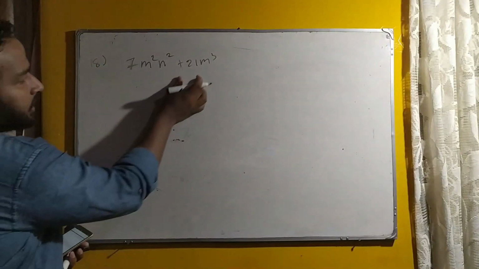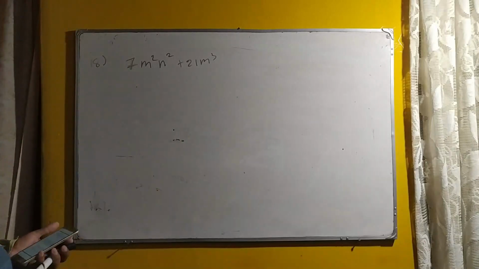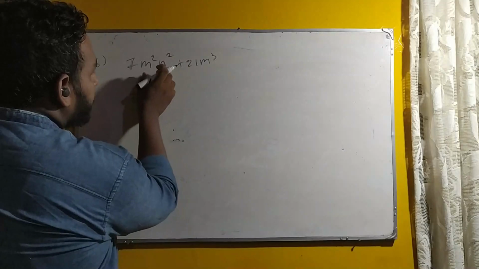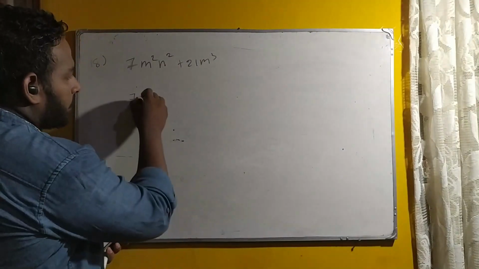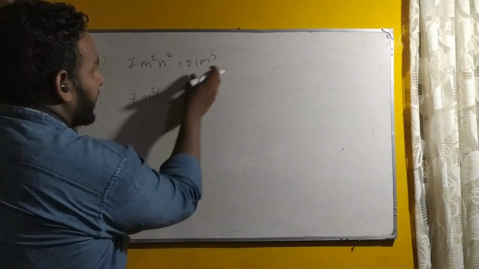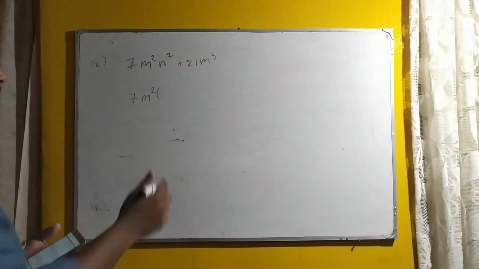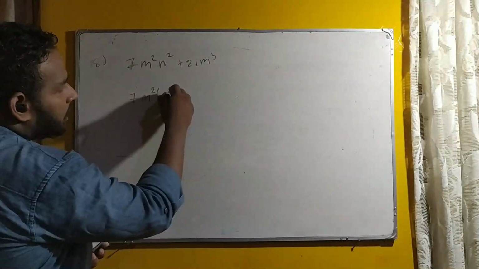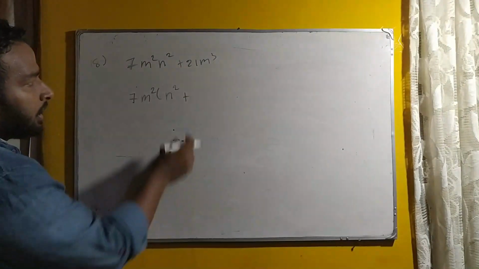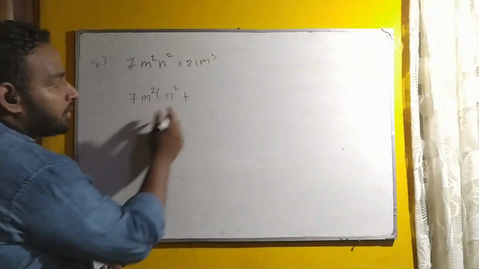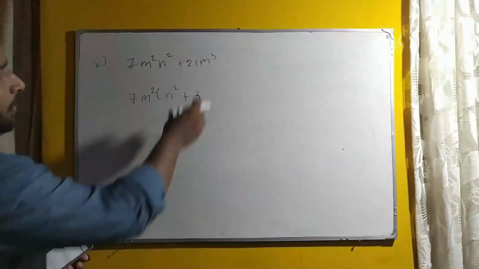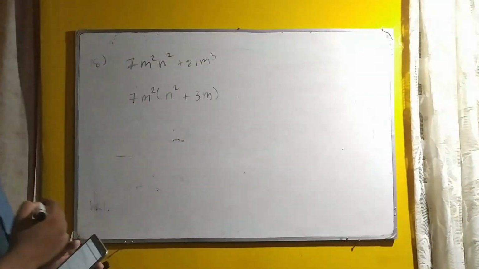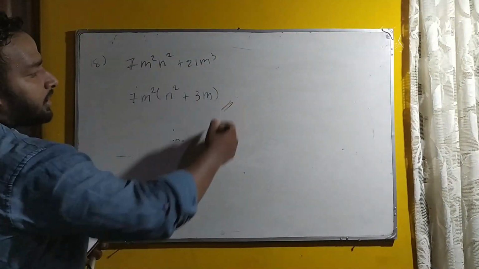In the numbers there are 7 and 21. What is common? 7 is common. If you come to the algebraic term, here m squared, here m cube, then what is common? M to the power 2. Here m squared, so take m squared. Now if you take 7m squared, what is remaining here? The remaining from 7m squared is nothing, and from 21, if you take 7, the remaining is 3. From m cube, if you take m squared, the remaining is m.